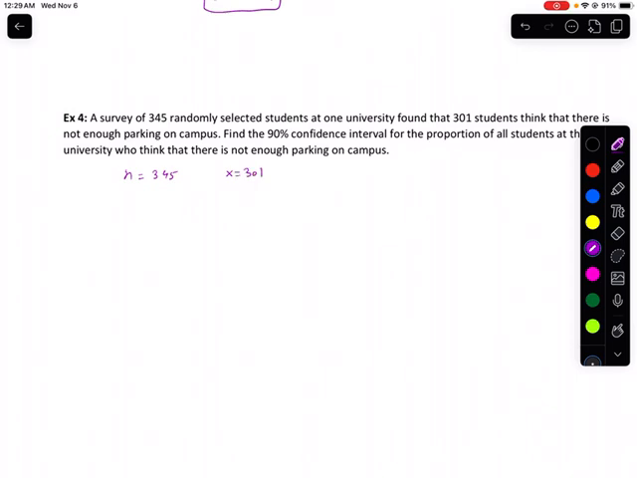So 90% means C is 0.90, and we have to now construct the confidence interval for the proportion. This gives us the idea that we have to find p hat, which now will be 301 over 345. When you take out the calculator and simplify, you get 0.87.